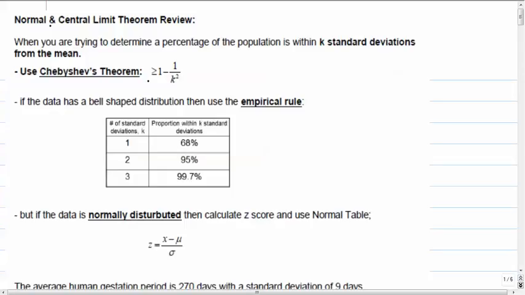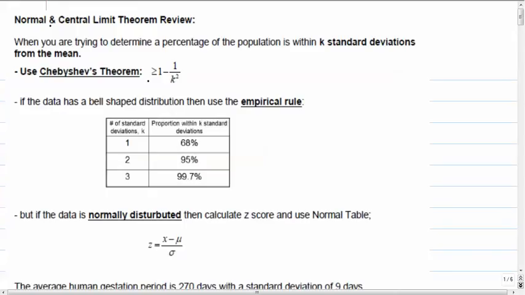Okay, everybody, this particular video is going to be a review of probability problems associated with Chebyshev's theorem, the empirical rule, the normal distribution, and the central limit theorem. So basically, the reason I'm putting these together is because it's going to be a probability question about a population or a sample and the probability of the next outcome being between two numbers, greater than the number, etc.